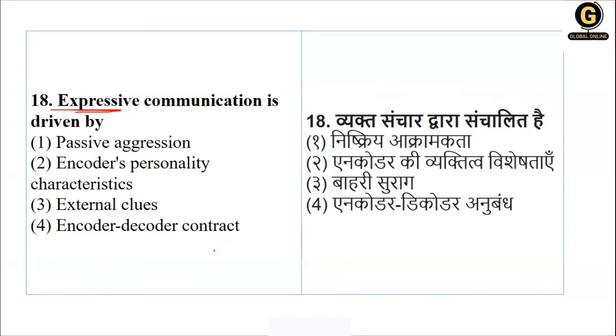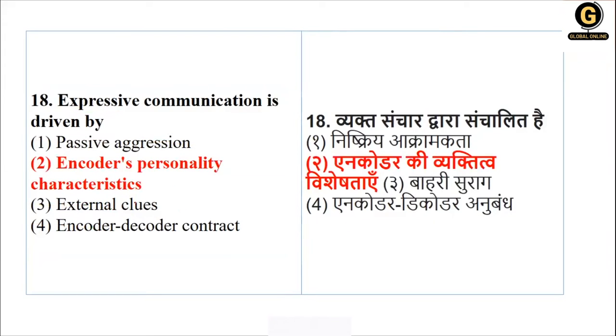Now if you read the question carefully, passive तो होगा नहीं. Expressive है तो passive, दोनों opposite हैं. External clues होगा नहीं, it is communicated. So clues तो होंगे नहीं. Contract से there is no question of contract, so it is about personality. I told you, expressive communication में बहुत सारे factors consider होते हैं, जैसे आपके gestures, eye contact, body language. So it is all about the encoder's personality. So your option number 2 is the right answer.